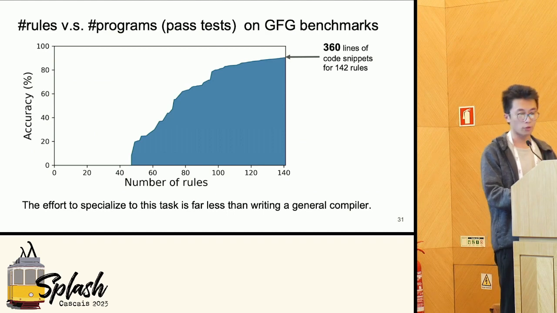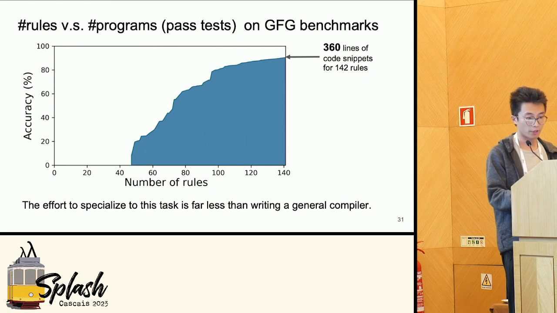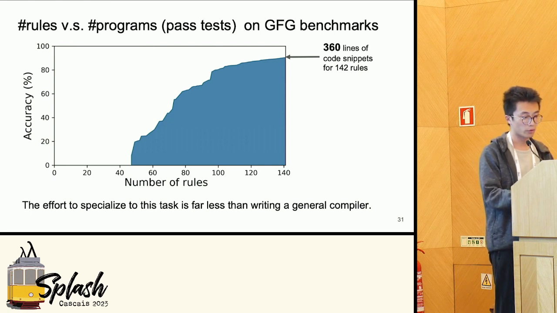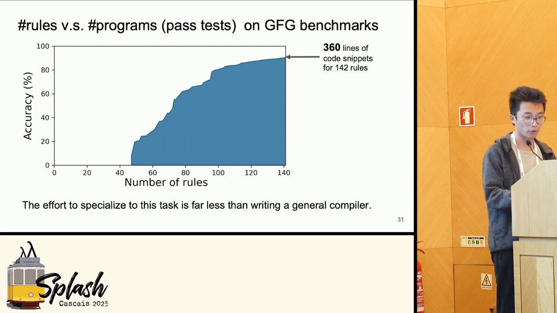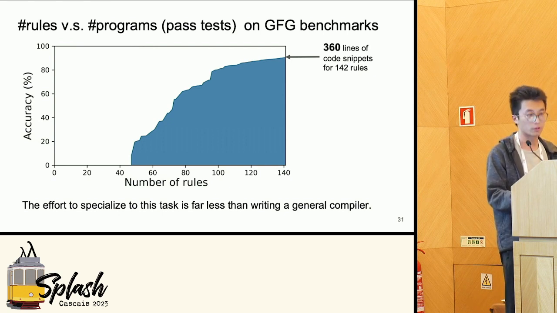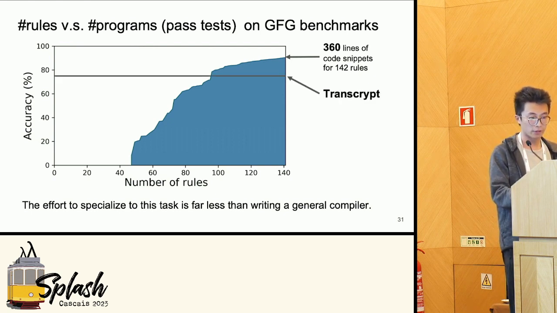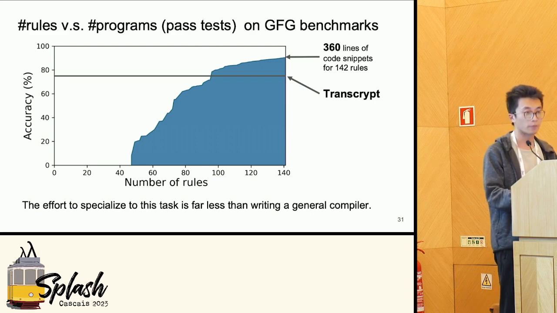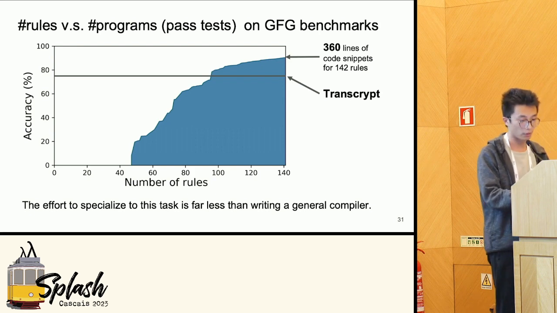So this chart shows the human effort and the number of successfully translated programs for the GeeksForGeeks benchmarks, which has 700 programs in total. As more and more rules are added, the number of programs that can successfully pass the unit test is increasing. It turns out that for this specific code translation task, the human effort to create up to 142 rules is 360 lines of code snippets in total. And notice that this amount of effort is far less than developing a general translator, and also DuoGlot surpassed the general translator when the number of rules reached 100.